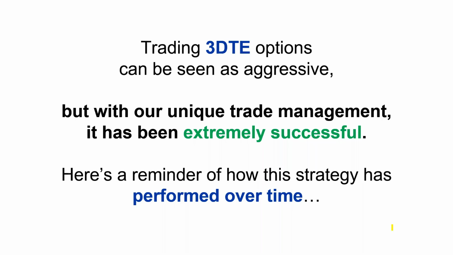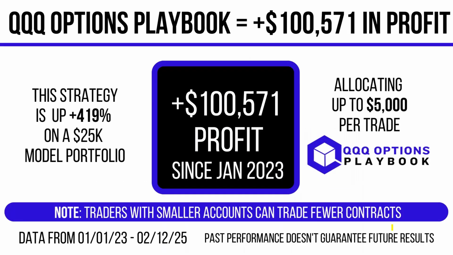But with our unique trade management, it has been extremely successful. Let me remind you how this strategy has performed over time. So going back to the inception in January of 2023 through this morning, with a $25,000 account, allocating up to $5,000 to every trade, that trader would have been up 419%. And remember, you're not in the market every day. 8 trades per month on average. $100,571 in gross profit before any commission or subscription investment.